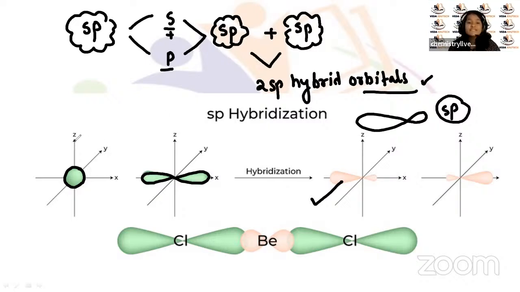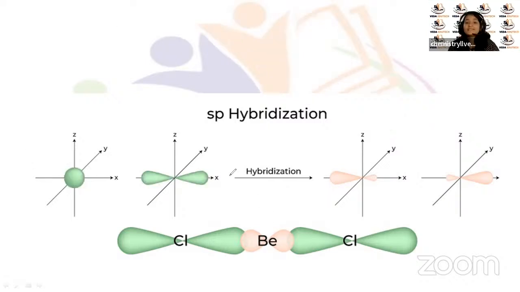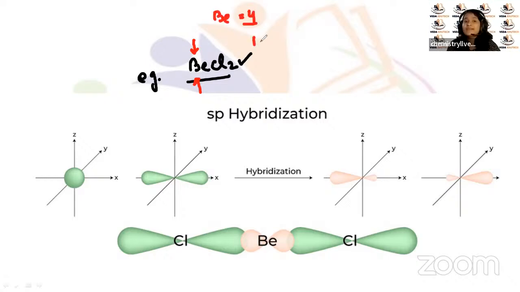And here, an example is BeCl2. Whenever we talk of hybridization, children, we are talking about the hybridization of the central metal atom. So here the central metal atom is beryllium. Hydrogen, helium, lithium, beryllium. So what is the atomic number? It is 4, right? So this is 1s2, 2s2.